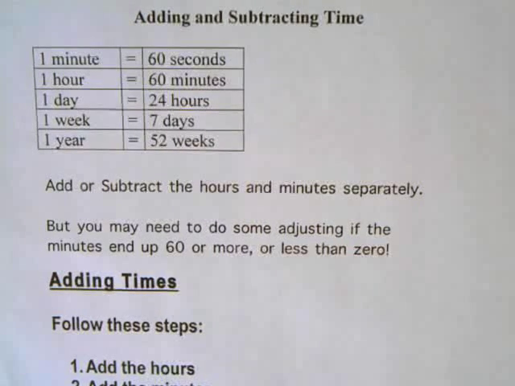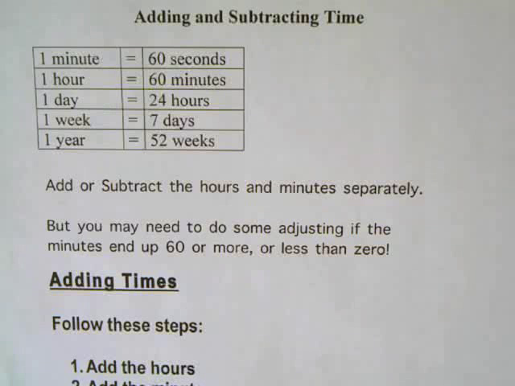Time includes years, months, weeks, days, not just hours, minutes, and seconds. You need to know, and you should already know this, that 1 minute equals 60 seconds, 1 hour equals 60 minutes, 1 day has 24 hours in it, 1 week has 7 days, 1 year has 52 weeks. 1 year also has 12 months.